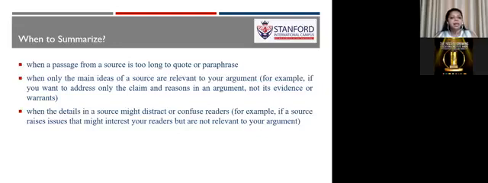And let's see, when the details in a source might distract or confuse readers. For example, if a source raises issues that might interest your readers but are not relevant to your argument. Now sometimes some of the details are interesting, but they are not relevant to your argument.